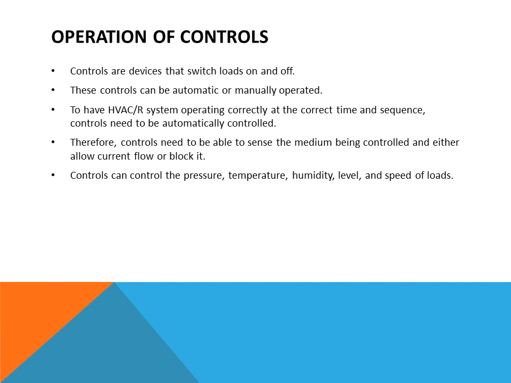These controls can be automatic or manual, but many times in the HVAC field, these controls are automatic. They will turn on and turn off automatically, such as a room thermostat, which will turn the air conditioning on and off based on the room temperature. To have HVAC and refrigeration systems operating correctly at the correct time and sequence, controls need to be automatically controlled. Therefore, controls need to be able to sense the medium they are controlling and allow current to flow or stop the flow to the load.